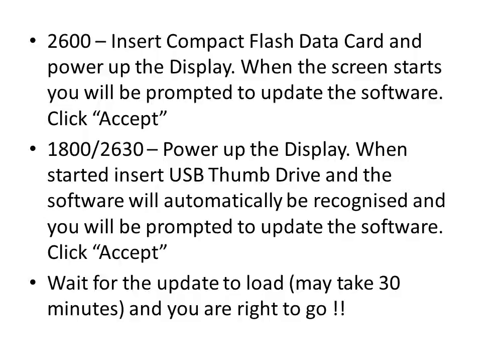For a 2600 display, you need to insert the compact flash data card and then power up your machine. When the screen starts, you'll be prompted to update the software and click Accept. For an 1800 or 2630 display, you power up the display. When started, insert the USB thumb drive in, and the software will automatically be recognised, and you'll then be prompted to update the software and click Accept. Wait for the update to load, and this may take up to 30 minutes depending on the size, and then you're right to go.